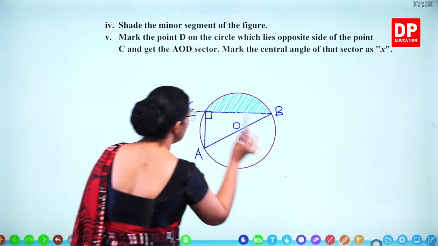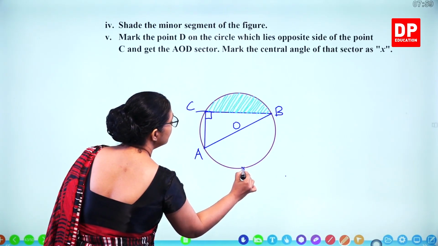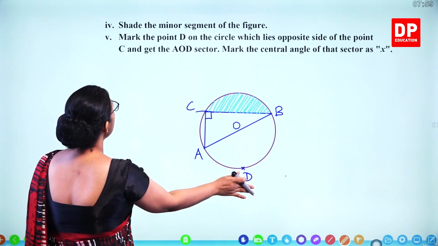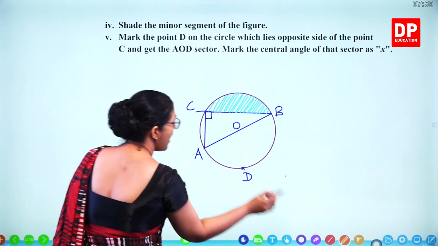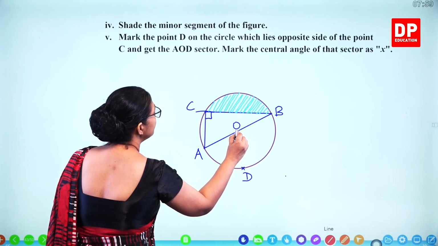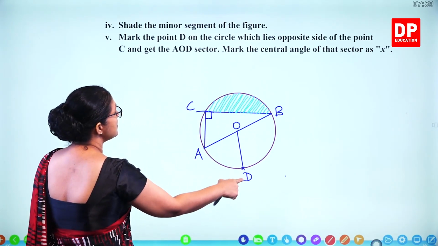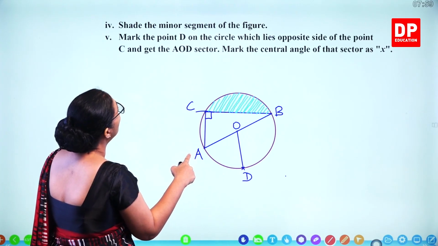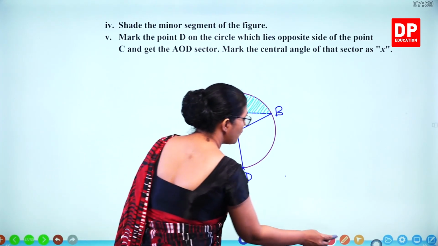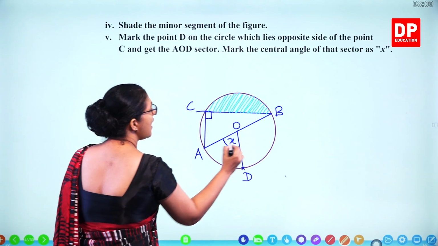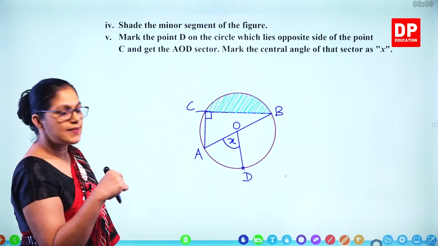We'll consider any point D, on the opposite side of C, and take the AOD sector. AOD sector is this. Mark the central angle of that sector as X. So this is the central angle of the AOD sector.